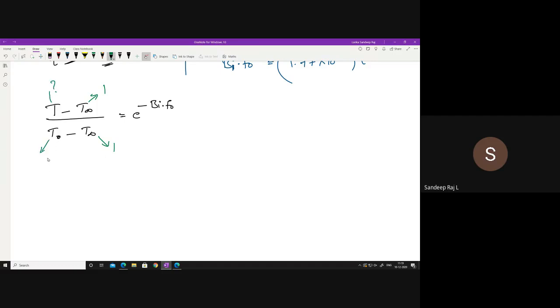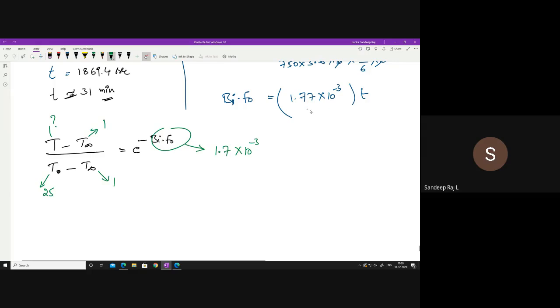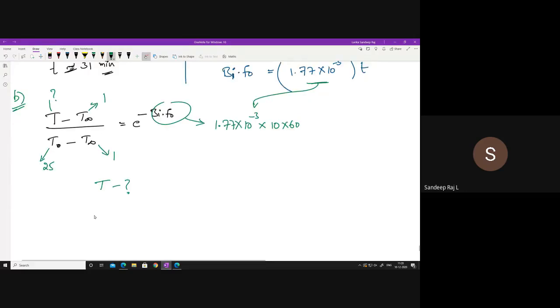T naught is 25 anyways, it's given. Biot into Fourier is 1.77 into 10 to the power of minus 3, into time. The time is given as 10 minutes in this B question, so 10 into 60 you have. You can substitute into this one. So T is unknown. Calculate it.